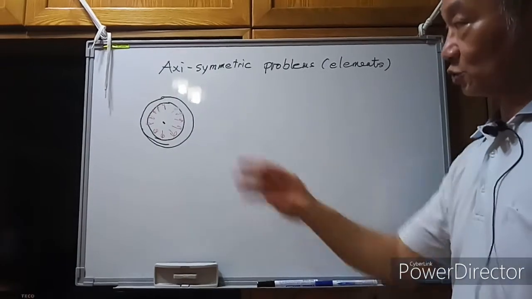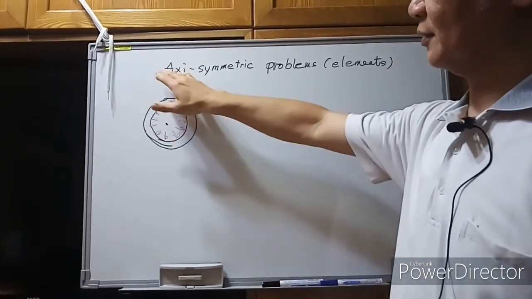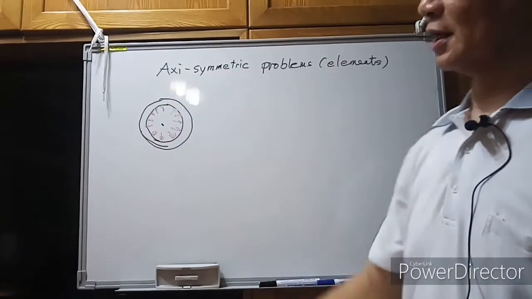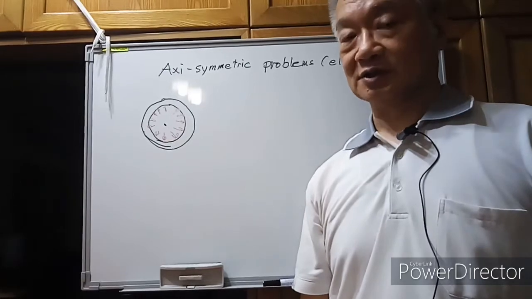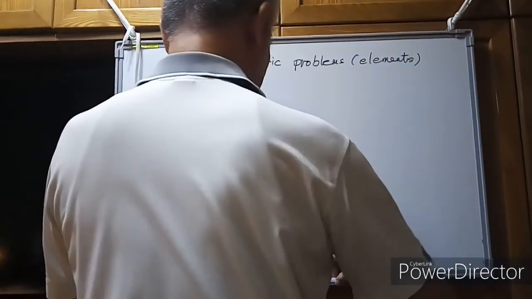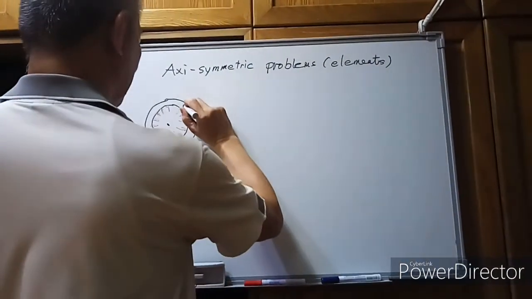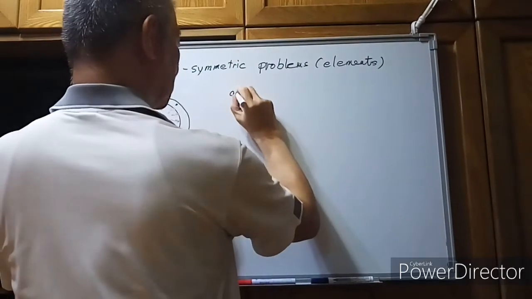If a structure and the applied loadings fulfill the axisymmetric conditions, then what kind of displacement can we get for any point inside the structure?